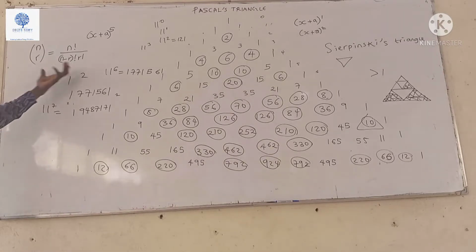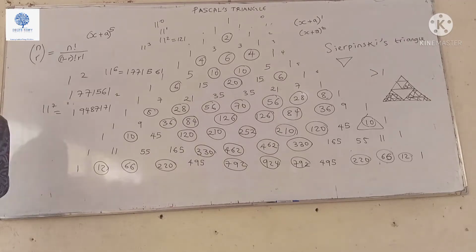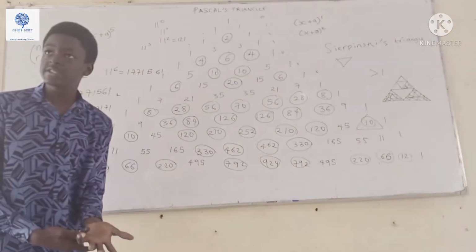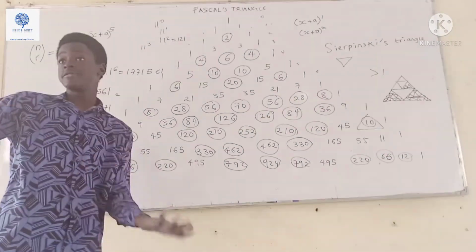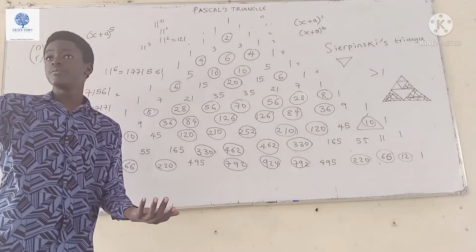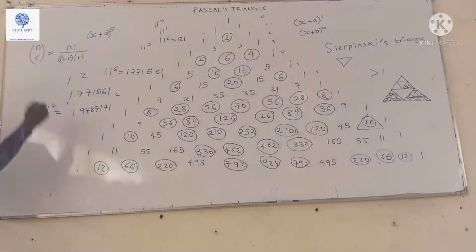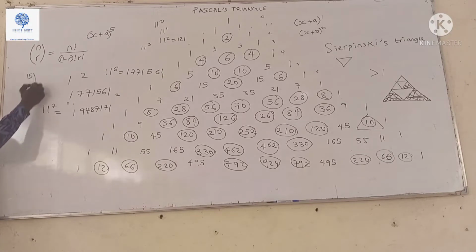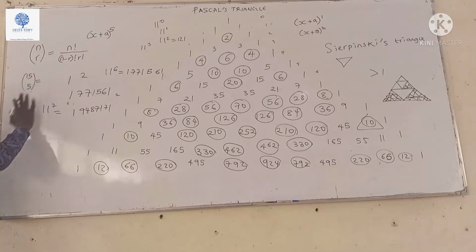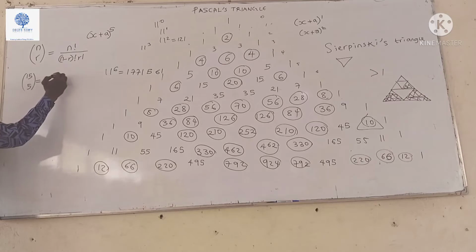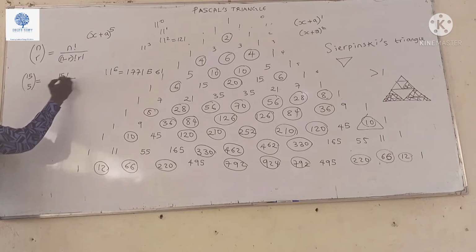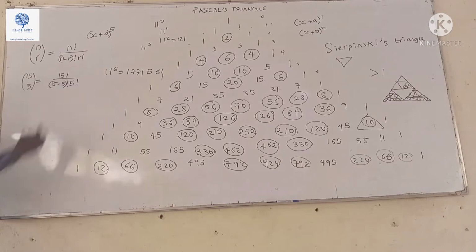So combination is telling us that we have n number of things and we are choosing r from n. Let's assume all of us in this class are about 15, and I want to choose 5 people out of 15. That is 15 choose 5, right? 15 choose 5 is equal to, permit me to rub this off, 15 factorial all over 15 minus 5 in brackets factorial, 5 factorial.